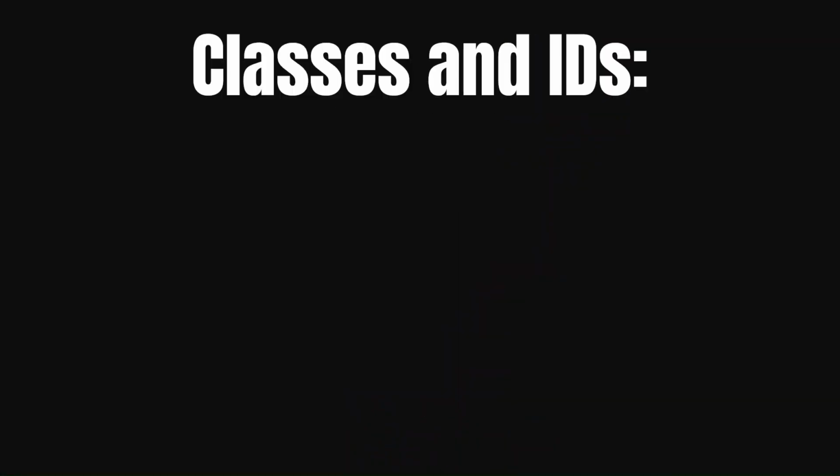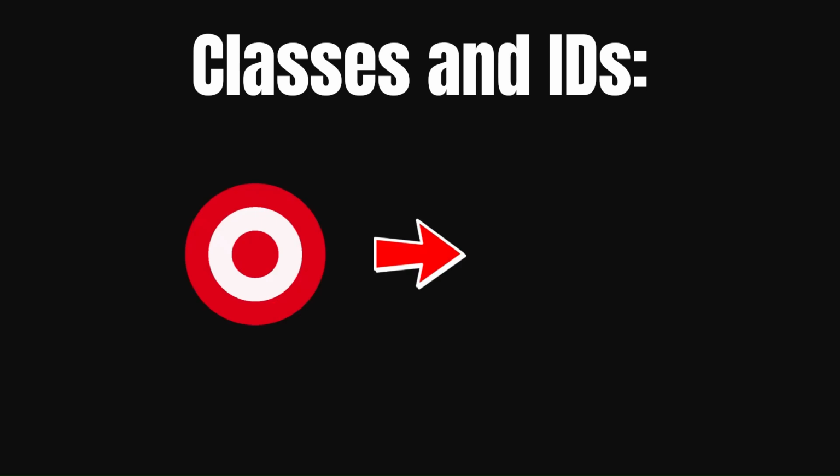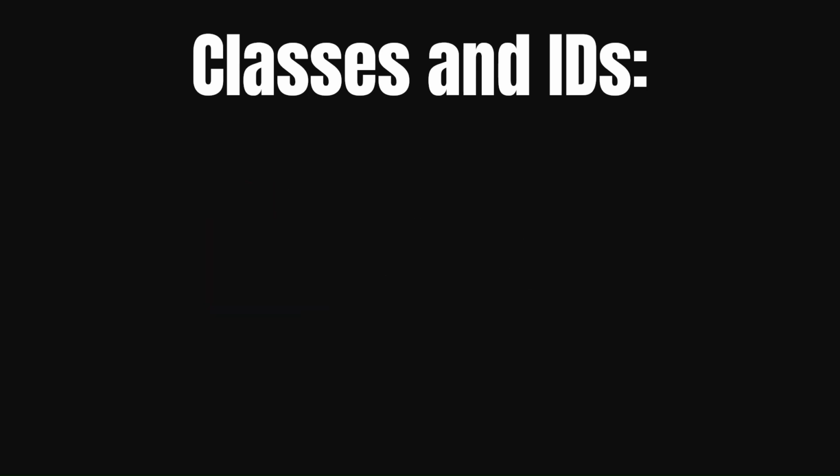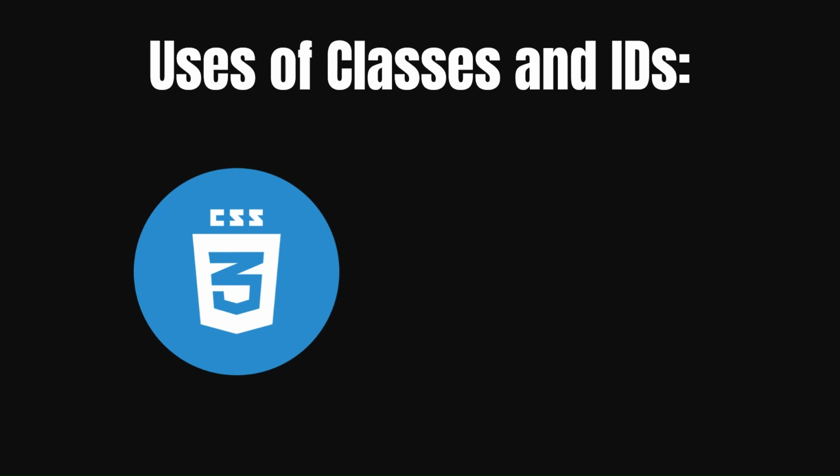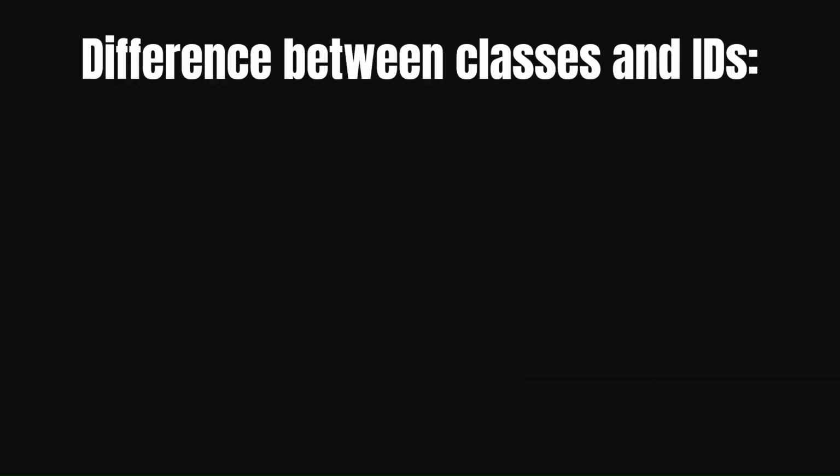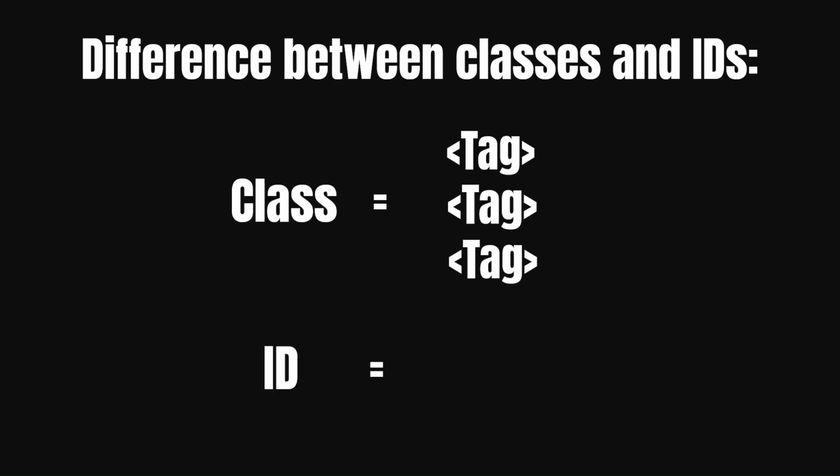In HTML, classes and IDs are used to target a specific element throughout the web page. Both of them are commonly used in CSS and JavaScript, but the only difference between them is class can be assigned to multiple elements while IDs can be assigned to only one.